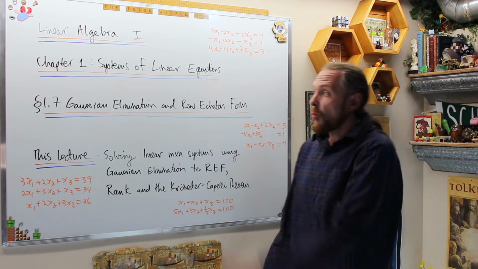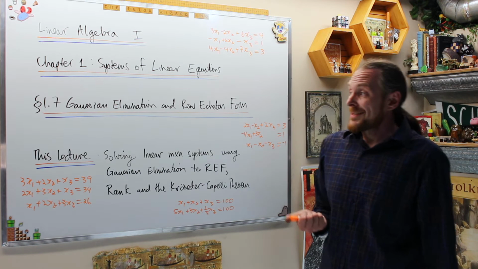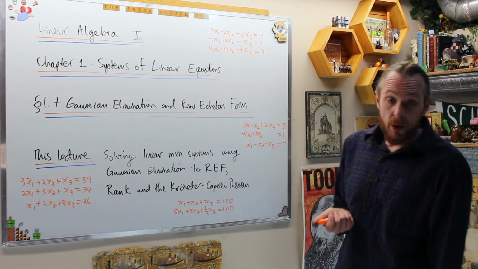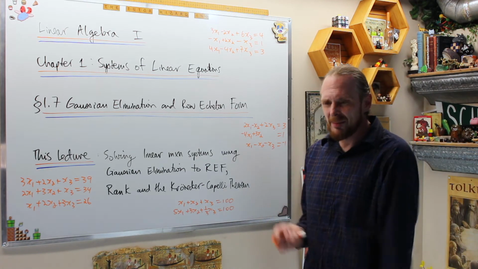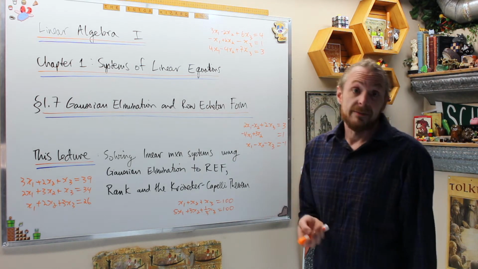We're doing Linear Algebra 1. This is Chapter 1, Systems of Linear Equations. 1.7 is Gaussian Elimination and row echelon form. We talked about a little bit more than that. Also, we did reduced row echelon form as well in the last video.